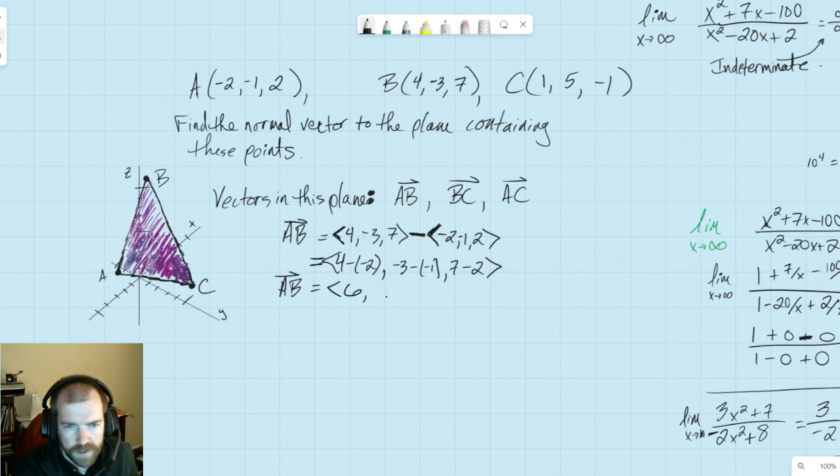So this is going to be 6. -3 plus 1 is going to be -2. And 7 minus 2 is going to be 5. So that's our vector AB. And why not just do BC? Because, sure. Does it matter? It might matter. Hang on.